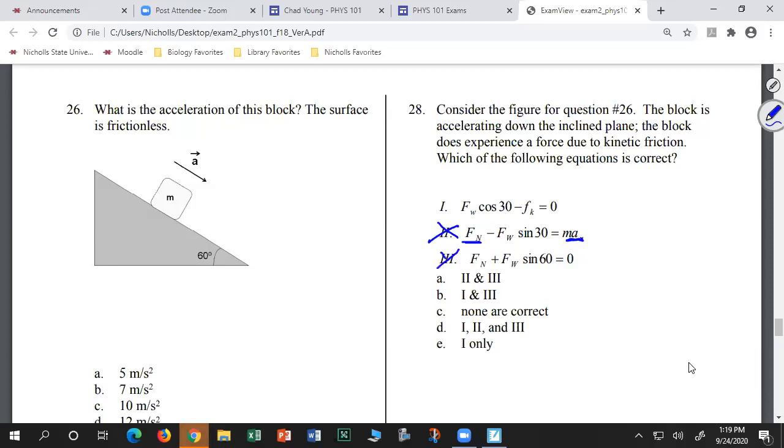Can y'all identify why the third one's not correct? I have a mistake here. Do y'all see it? This is the sign. This should be negative. Or the sign of the second term. The sine 60 is right. This is not right for what reason? It's set equal to 0. But I know that I have kinetic friction acting. In fact, I tell you that it's accelerating. So none of these are right.